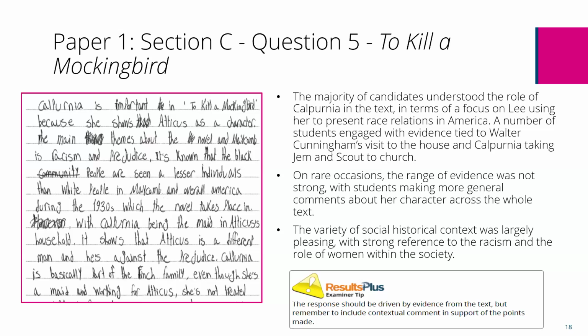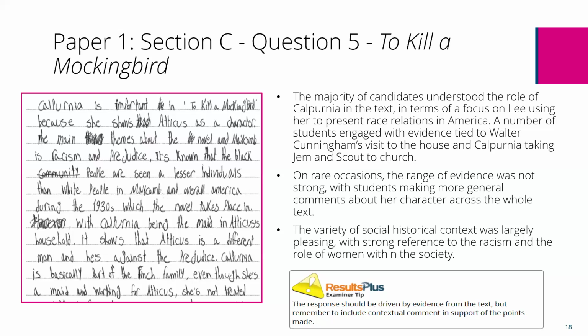So the majority of candidates understood the role of Calpurnia in the text in terms of a focus on Lee using her to present race relations in America. A number of students engaged with evidence tied to Walter Cunningham's visit to the house and Calpurnia taking Jem and Scout to church. On rare occasions, the range of evidence was not strong, with students making more general comments about her character across the whole text.